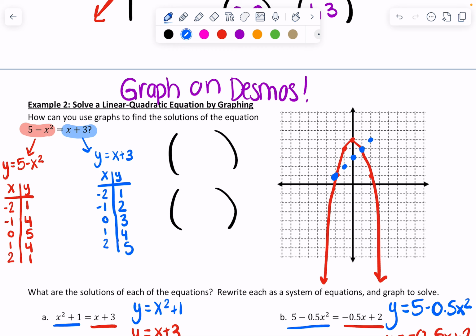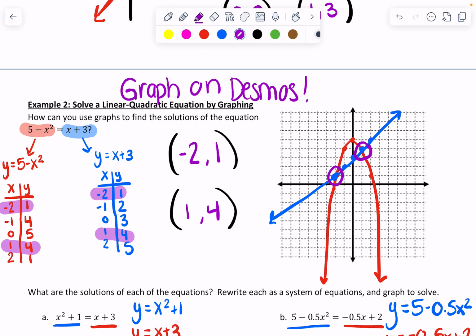All right, so we're starting to see the linear function and the quadratic. We always have a straight line and a parabola. And again, we're looking for our points of intersection, and we can see those exactly. Here's one solution. Here's two solutions. We're going to name those points exactly at (-2, 1) and (1, 4). We can see that those points were also the same in our tables.